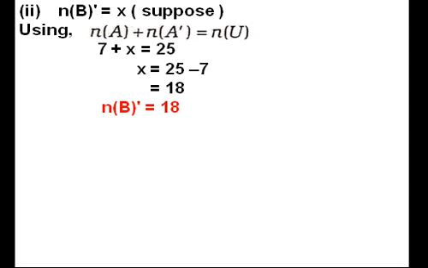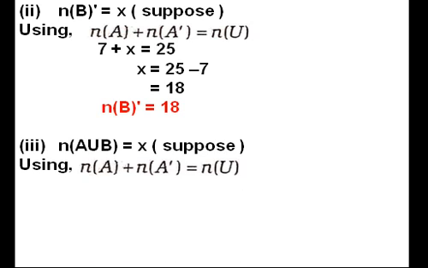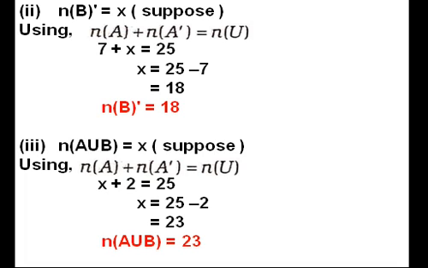Therefore, the cardinal number of complement of B is equal to 18. The third part is to find the cardinal number of A union B. Again, assuming it to be X, and this time using the property again, because the cardinal number of the complement of A union B is given, so we can very well use the same property one more time. This time the equation will be this, and the value of X will be 23. Therefore, the cardinal number of A union B comes equal to 23.